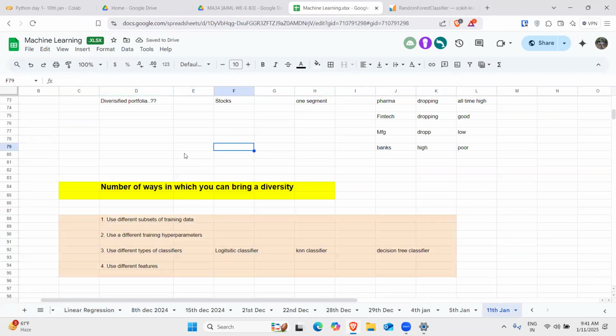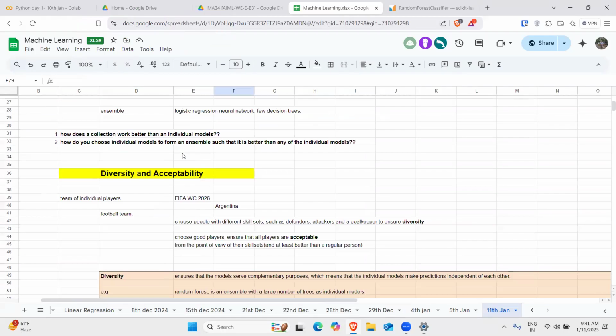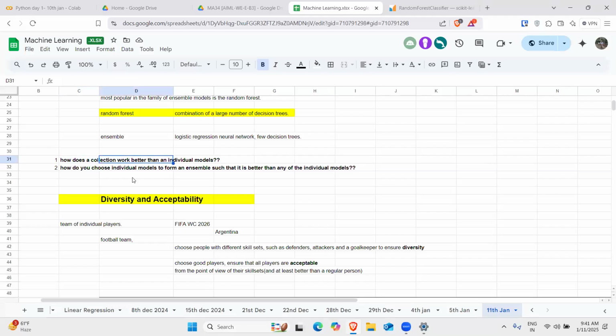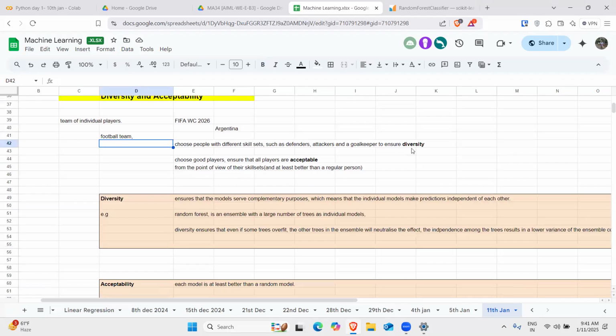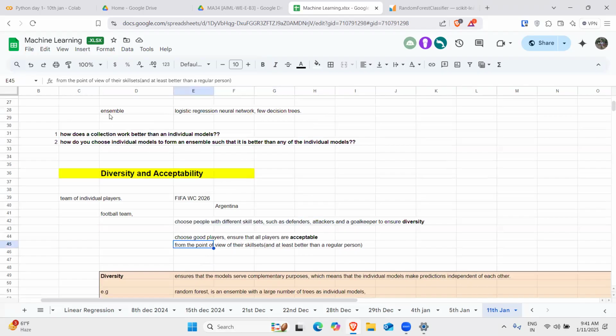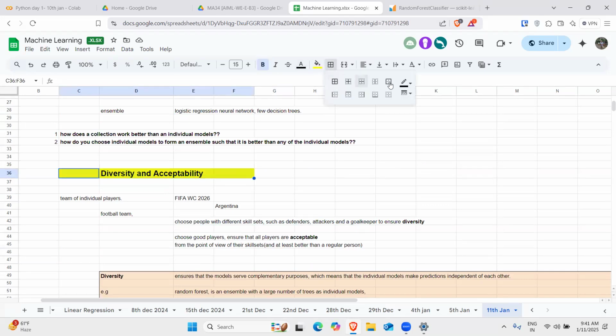Now that you have understood different ways to bring the diversity, what makes an ensemble better than an individual model? We have not discussed that. You'll be having a question: what makes an ensemble better than an individual model? We already have discussed this thing. Just consider a scenario where you are not maintaining diversity. You are only selecting attackers. That is not good. Or you are selecting poor players. That is also not good. So your ensemble brings diversity and acceptability. That is how the performance of the model, the accuracy of the model, the R2 score of the model increases.